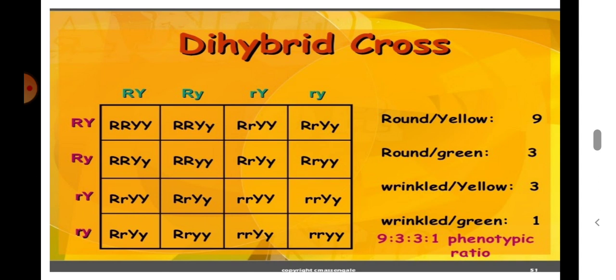First we crossed the round yellow plant with the green wrinkled plant, and then we get 4 different types of gametes. Then these gametes are united in the F2 generation. There are 16 offspring forming, and these 16 offspring differ in their phenotypes.